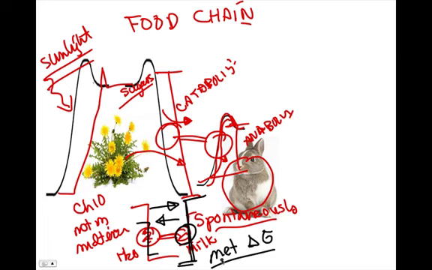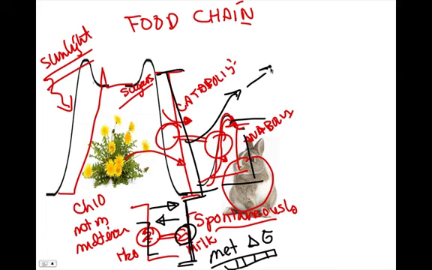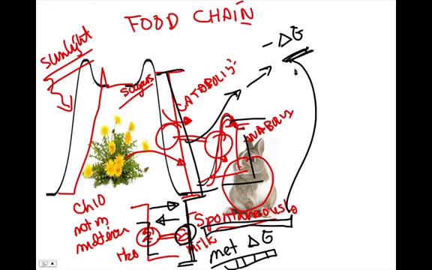And there's a very simple way to calculate that. We'll learn about that in the next few minutes. If the net delta G is negative, like here, the net delta G is still negative. More energy is being released than is required to build a bunny. And that makes this occur spontaneously, because negative delta G reactions occur spontaneously, just like water flowing down a hill.